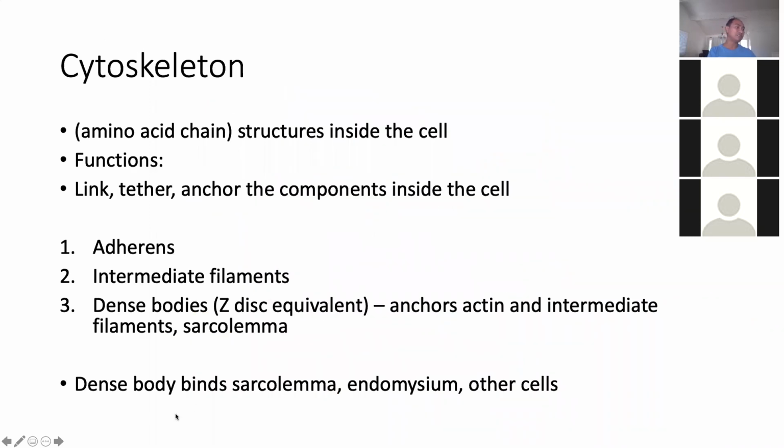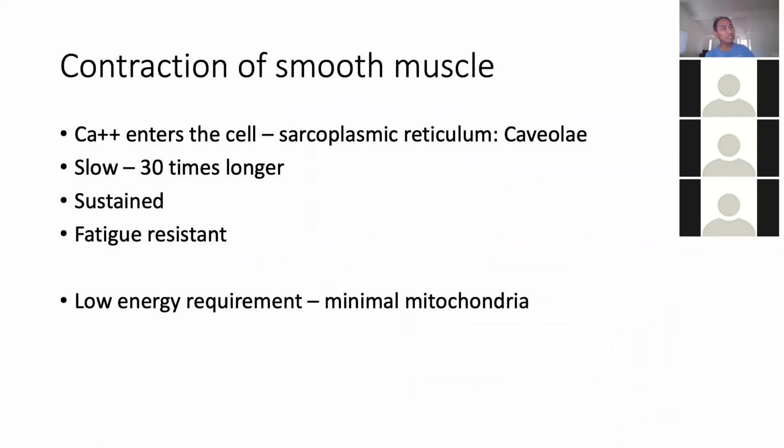So dense bodies will bind to the endomysium, inner and outer. They just try to attach everything and hold everything together. For contraction of the smooth muscle, the calcium will enter via the reticulum and the caveolae.